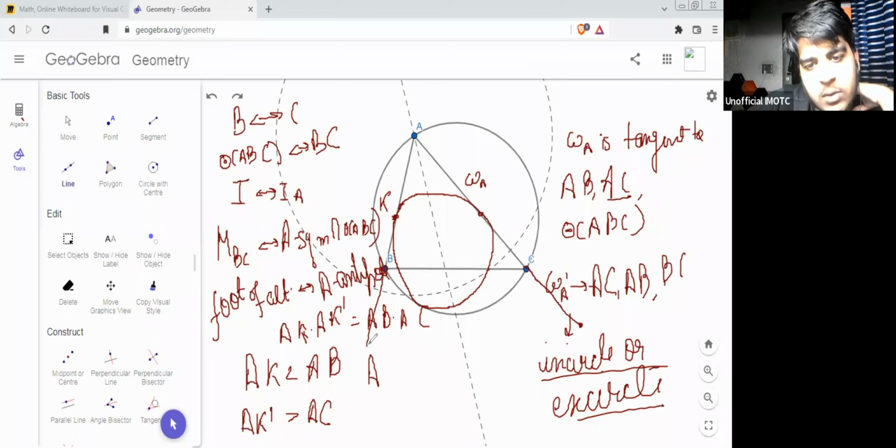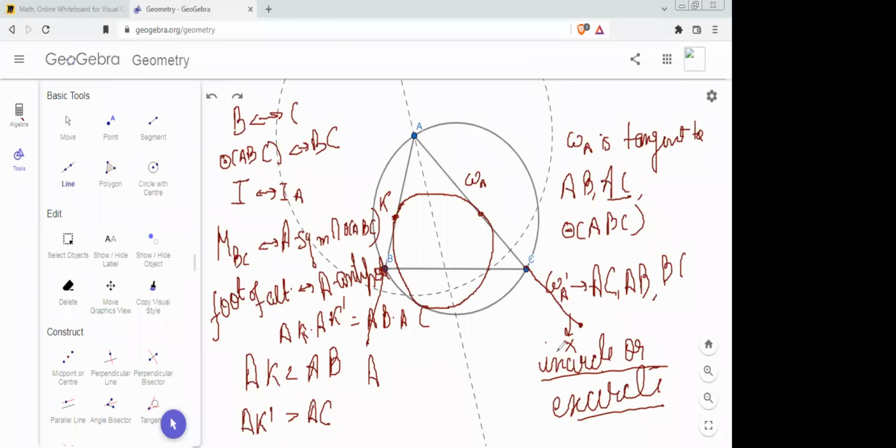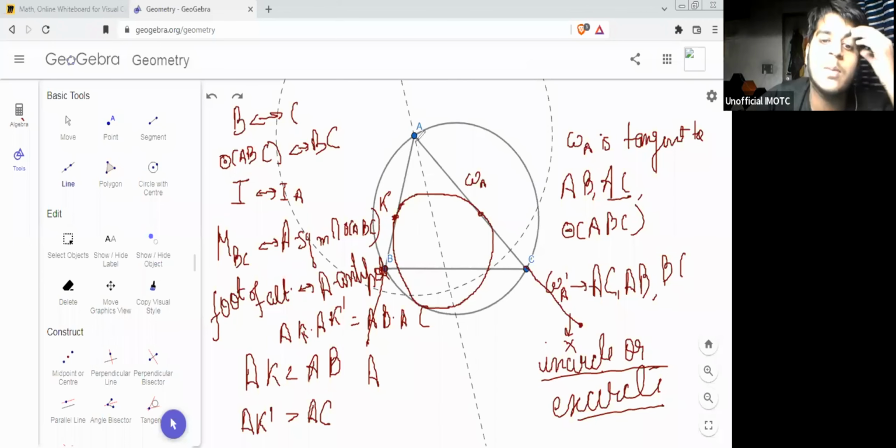Similarly, the other in touch point, both of them lie outside. So it can't be the in circle, right? Because for the in circle, all the in touch points are inside the triangle. So you get that it's the X circle.